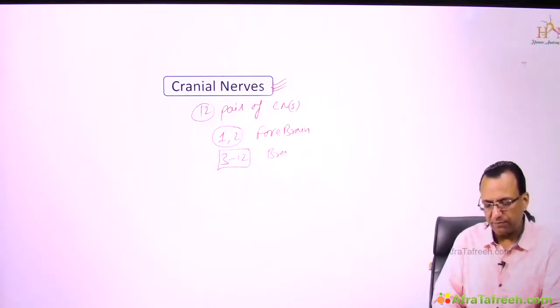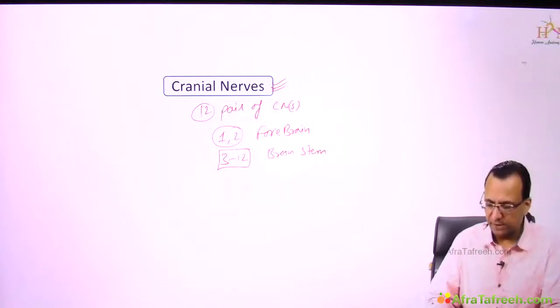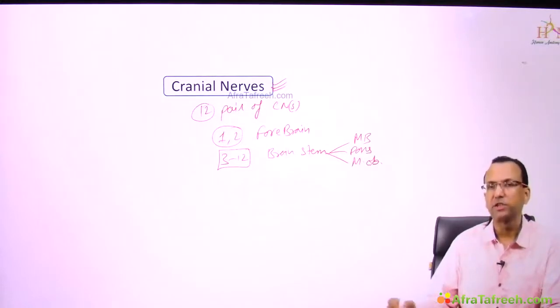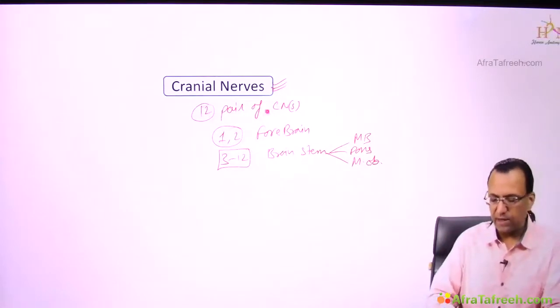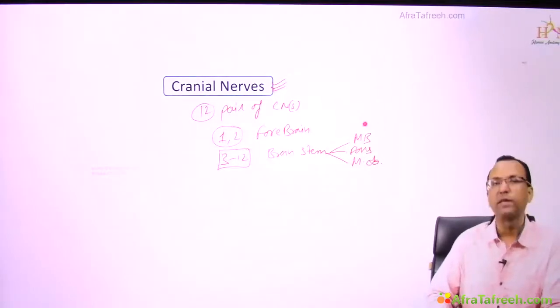If cranial nerves 3 to 12 come from the brainstem, what do you include in the brainstem? In the brainstem, we have three components: the midbrain, followed by the pons, and followed by the medulla oblongata. This is the discussion we are going to do now. So there are 12 pairs of cranial nerves, and the first two, 1 and 2, belong to the forebrain. We already discussed that during the developmental discussion. And cranial nerves 3 to 12 come from the brainstem, which has three components: midbrain, pons, and medulla oblongata.